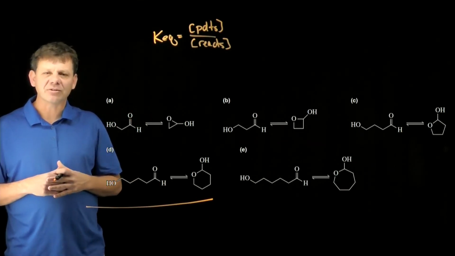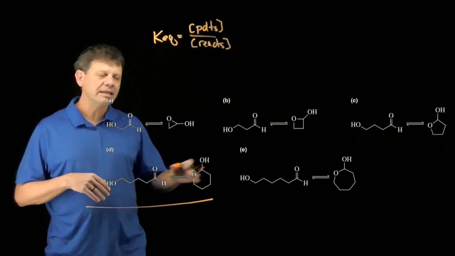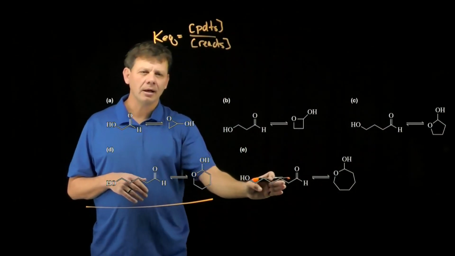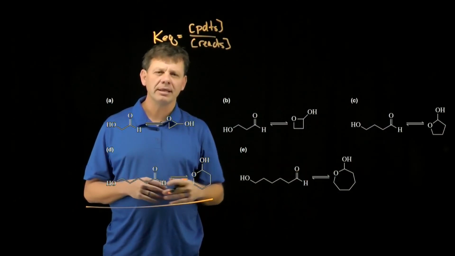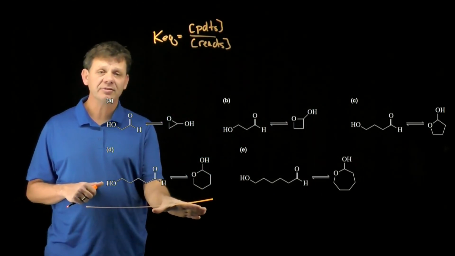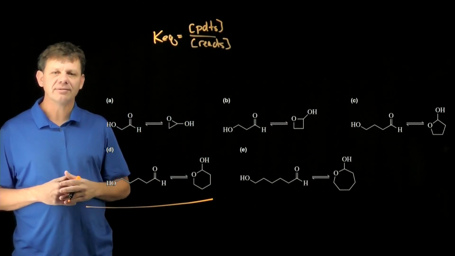The question doesn't ask which would come in second, but probably that would be C, because it's a 5-membered ring. E would be close, being a 7-membered ring. So the 5 versus 7 would be a close competition. But the 6-membered ring would have the greatest KEQ.